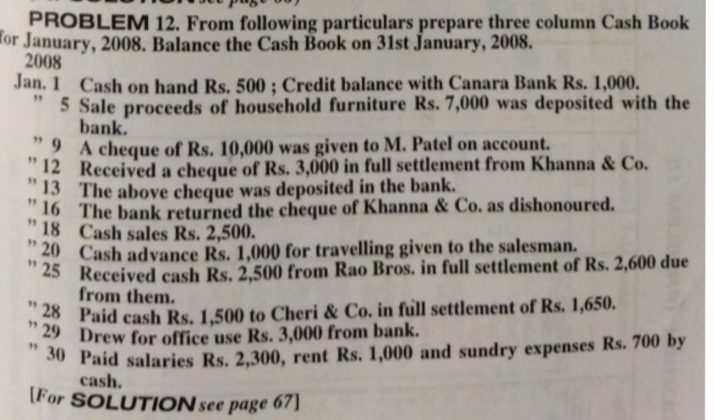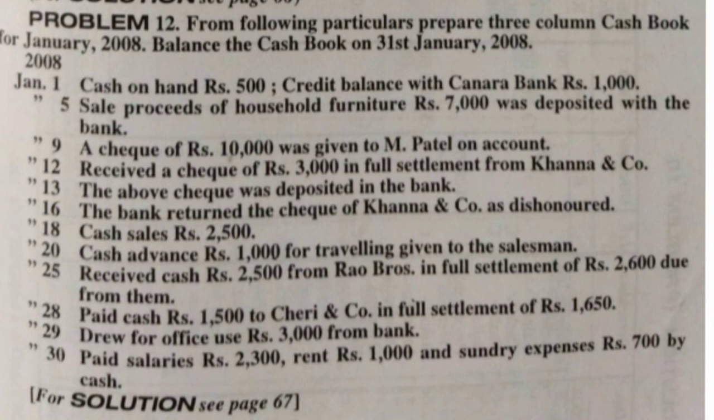Next one, paid cash rupees 1500 to Cherry and Company in full settlement of rupees 1650. We need to pay Cherry and Company rupees 1650, but what we are actually paying is rupees 1500. It means we are getting some discount, that is rupees 150. That is 1650 minus 1500, you will get 150. We are receiving some discount.